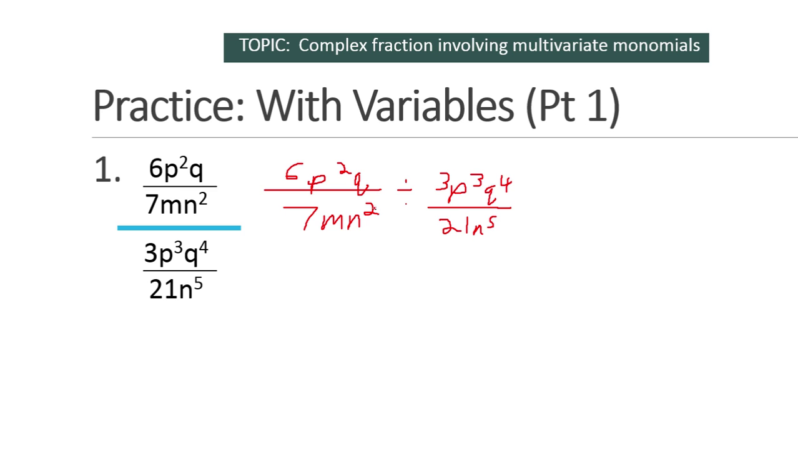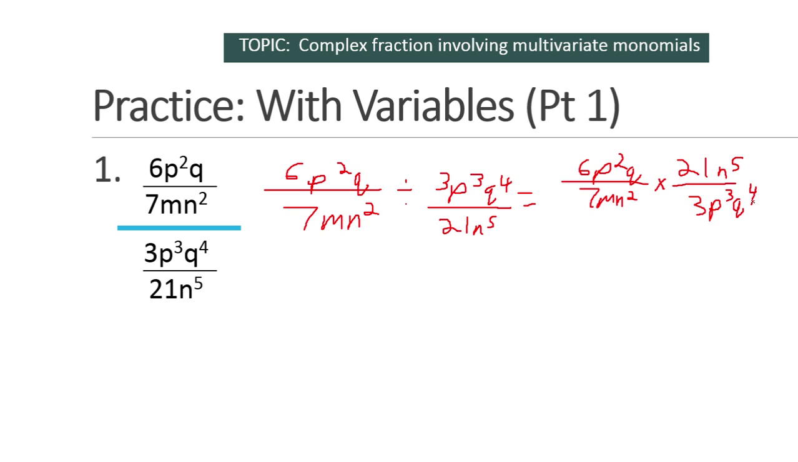Well, remember, we got to do our keep, change, flip, which is going to equal 6p squared q, that stays the same, over 7mn squared, times, and then we just flip it, 21 n to the fifth over, sorry, let me go back, let me erase that one, over 3p to the third q to the fourth.